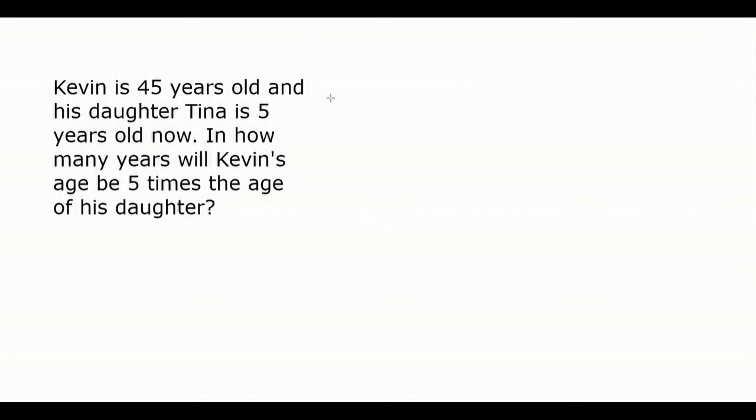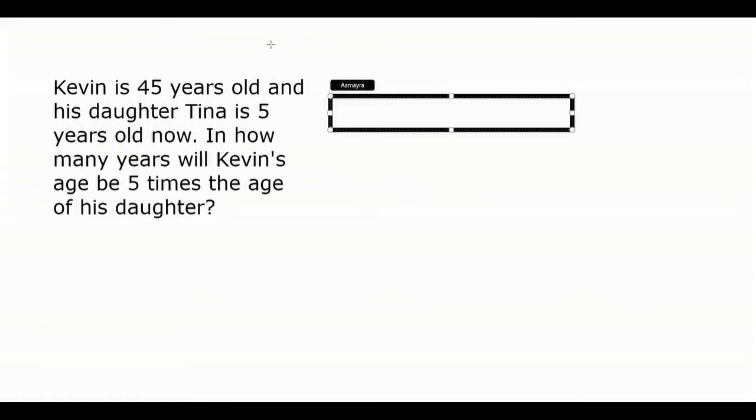All right. And now the question says, in how many years will Kevin's age be 5 times the age of his daughter? So we're going to make another block. We're going to separate it into 5 parts, since of course we need Kevin's age to be 5 times the age of his daughter. Now of course this is not perfect or equal in any way, but I do mean it to be in 5 parts.